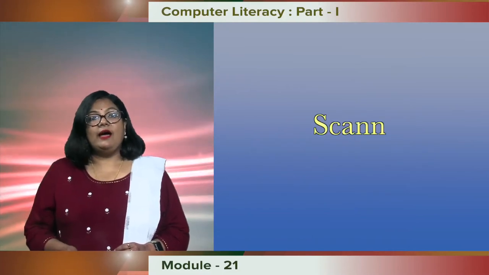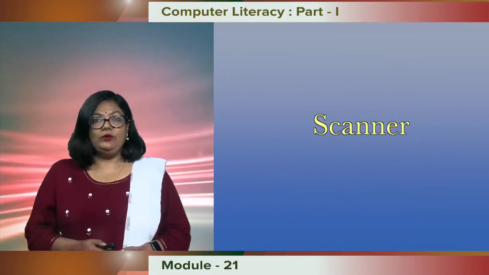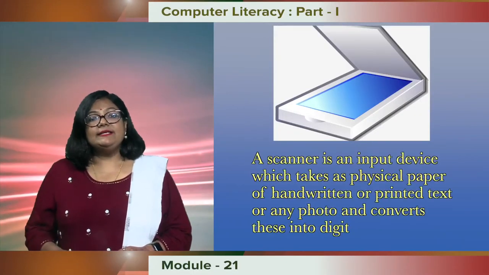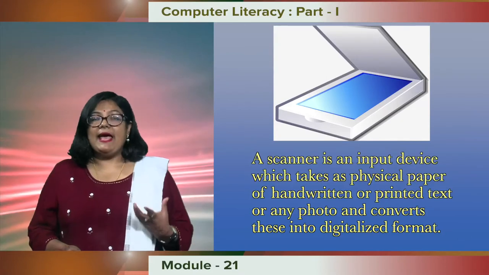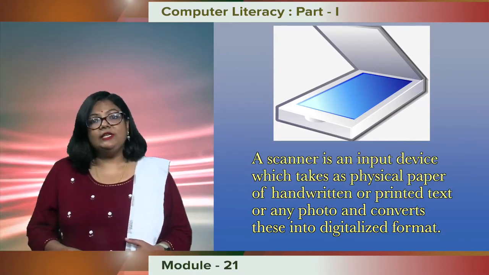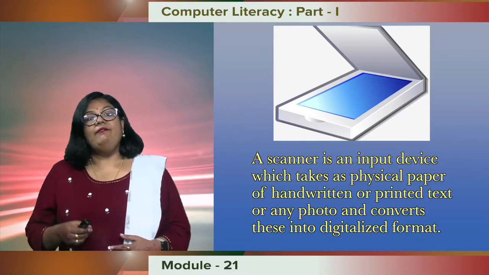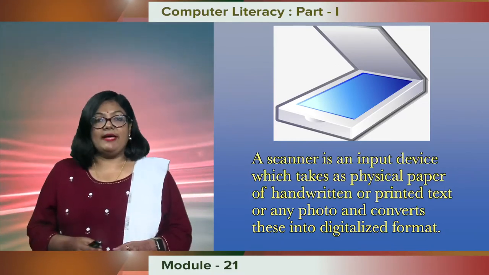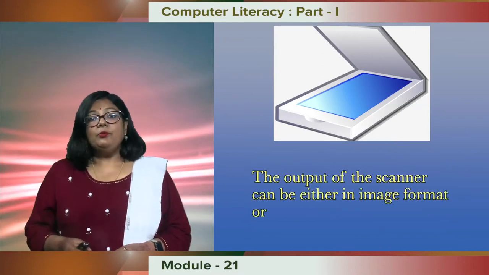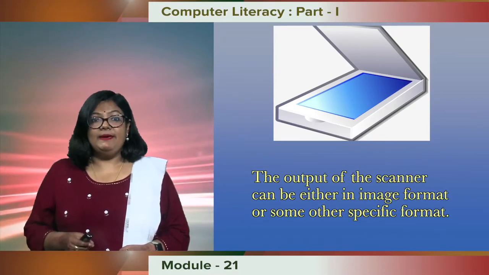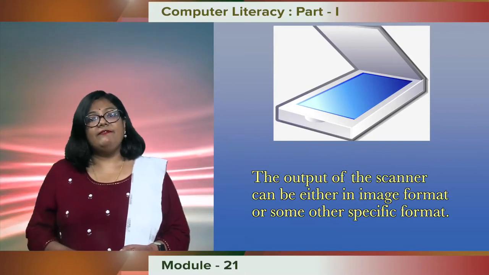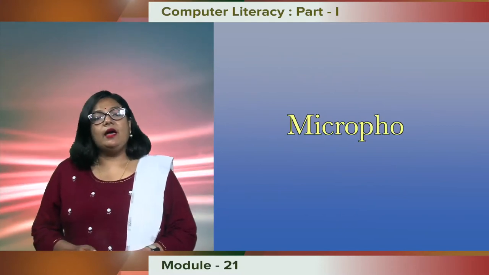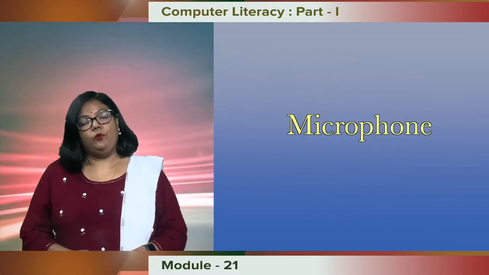Now let us look at another input device which is commonly used, which is the scanner. The scanner takes a physical paper which may be handwritten or may have printed text, or which may be a photograph, and then it converts it into a digitized format. The output of the scanner can either be in image format or any other specific format, say like PDF format. Now let us look at another input device, which is the microphone.